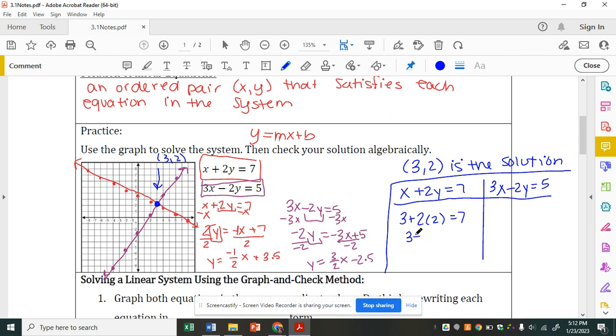2 times 2 is 4. 3 plus 4 is 7. So I know that this solution (3, 2) works in my first equation.